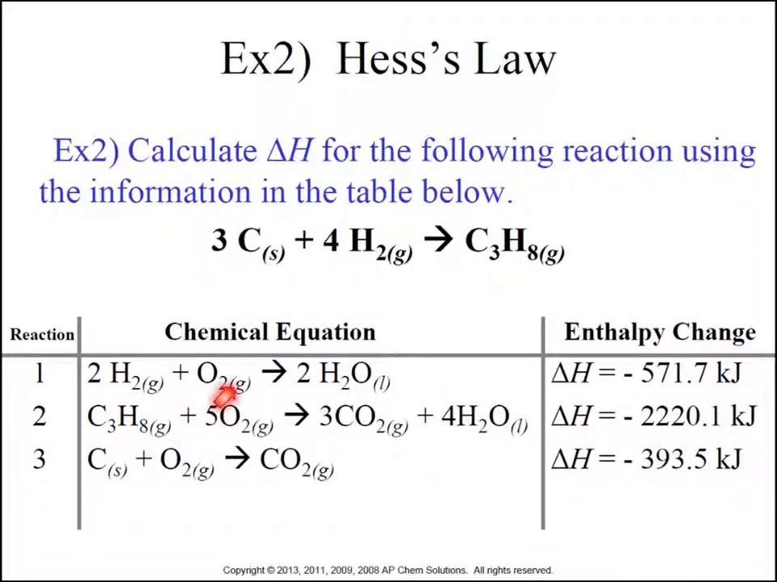And then some other steps. Here's our water formation from hydrogen and oxygen, and also carbon and oxygen forming CO2. Now, if you look at these, there isn't really a way to sequence them to equal that as they stand. For example, in this reaction, we've got propane as a product, but over here we have it as a reactant. We've got hydrogen gas as a reactant, so that's okay.